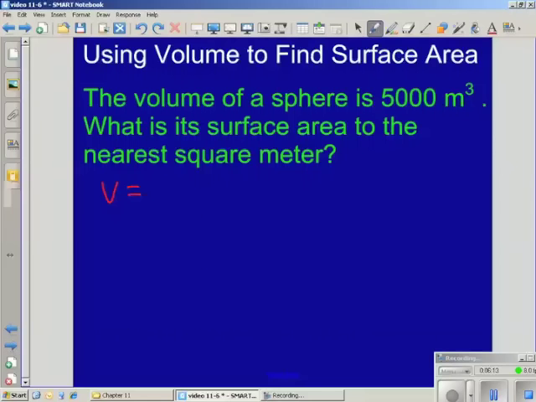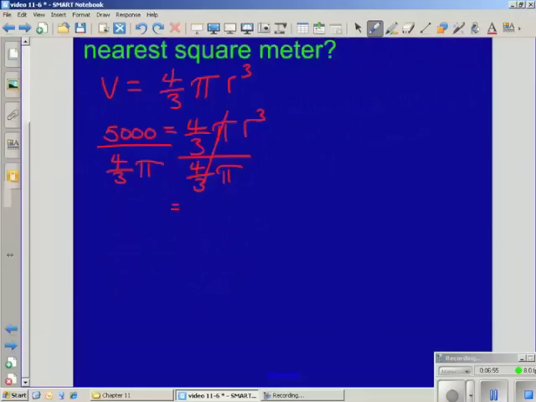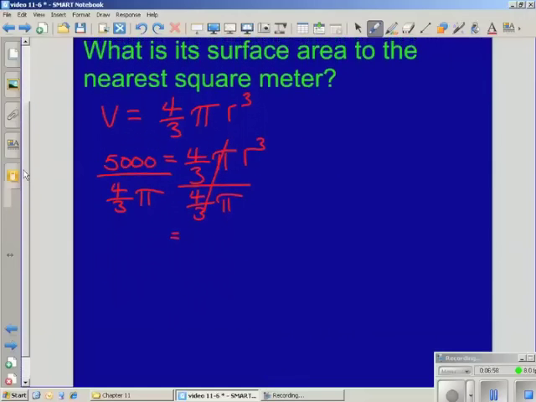So we know volume is equal to 4/3 times pi times the radius cubed. So this question gives us what the volume is. So let's substitute. 5,000 is the volume, so 5,000 equals 4/3 pi times the radius cubed. Because we're solving for the radius, let's get rid of the 4/3 pi by dividing it from both sides of the equal sign. Over here, this cancels out. Now, how do we divide these fractions?